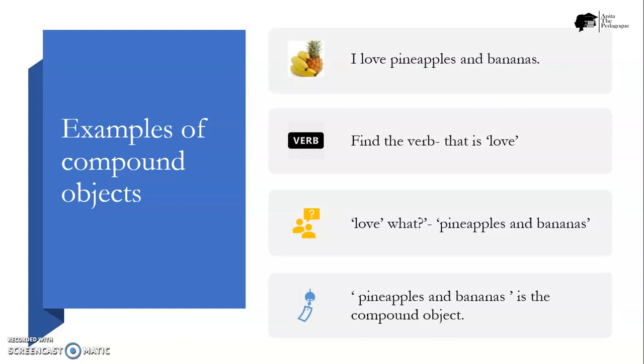Let's take a look at another example. I love pineapples and bananas. Now let's find the verb here, that is love. Let's ask, love what? Pineapples, 1, and bananas, 2. Pineapples and bananas is the compound direct object here. And this is because pineapples and bananas are two objects, making it compound. So we refer to this as a compound object.